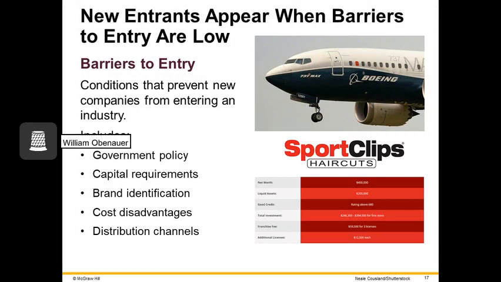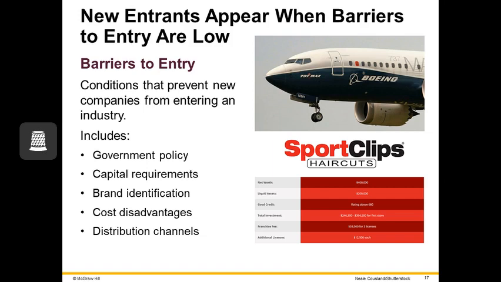Now, you're more likely to see new entrants into your market when barriers to entry are low. And what that means is there aren't things that are keeping organizations out. So what are some of the things that could keep organizations out of an industry? Well, government policy is one of them. Okay, so government policy, we would think maybe in the food industry. Okay, there's certain safety regulations that we need to maintain. If I want to start some type of a food company, maybe I want to start a cookie company, I can't just be baking cookies in my home kitchen without meeting certain regulations, right? So the government policy there could be a barrier to entry.